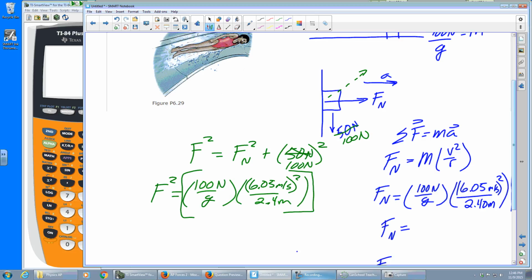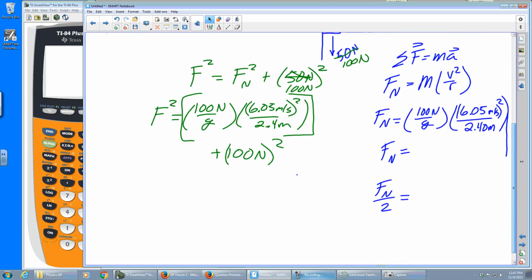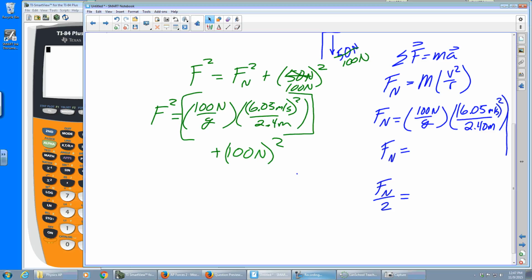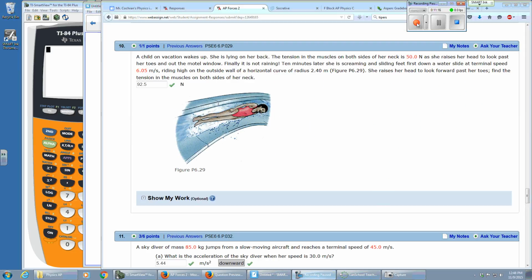Run out of room, plus 100 newtons squared. Let's see how this goes on Monday. So I think that's what we forgot. Can you divide the normal force by 2 again? And then we're going to find F over 2 in the end. Let's try it. Let's make sure.